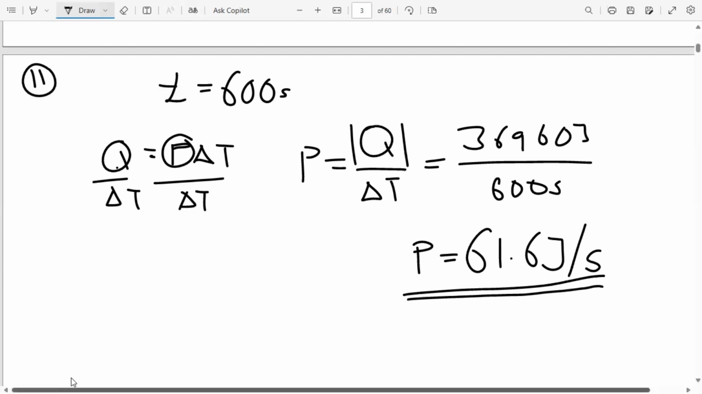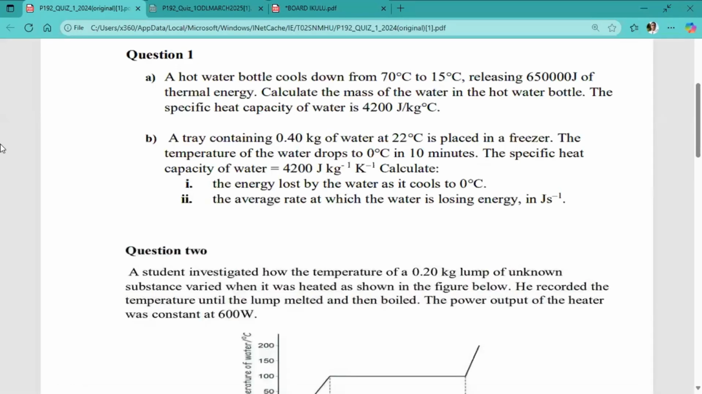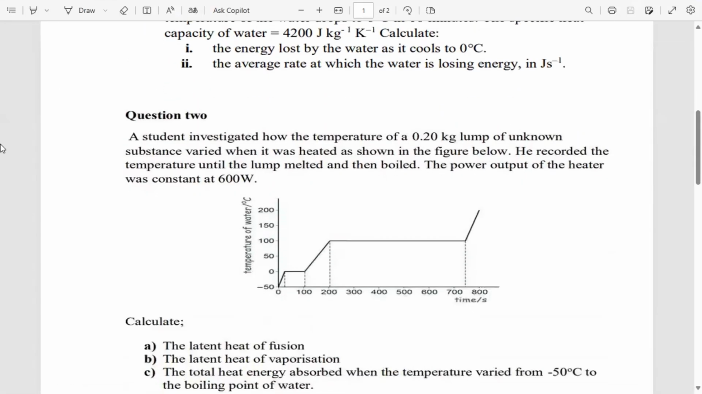And that means we are done with question 1. We can move on to the next question, which is question 2. Question 2 says a student investigates how the temperature of a 0.20 kilogram lump of unknown substance varied when it was heated, as shown in the figure below.